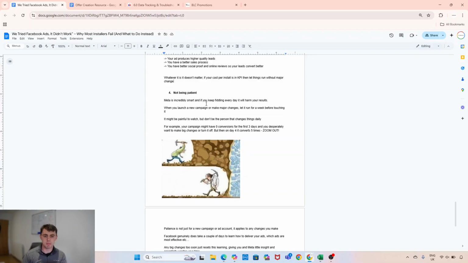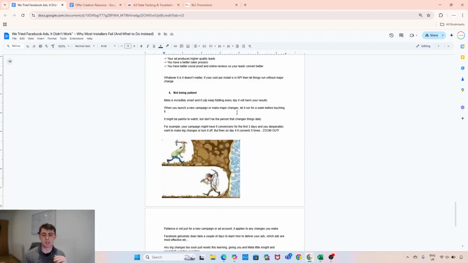So on the time idea first, Meta is incredibly smart, and if you keep fiddling with your campaign or if you keep turning it on and off after a week, it will affect your results. So it might be painful to watch that initial week or two of your campaign where the cost per lead is quite high. You might have spent a few £100s without actually seeing a survey or an install out of it.